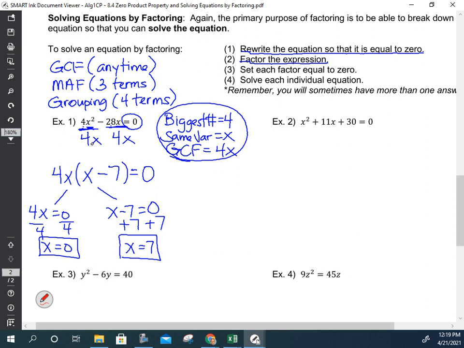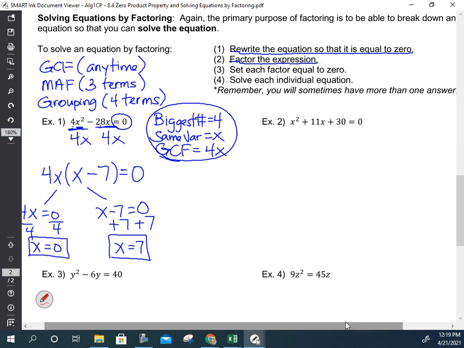Right. So do the same thing with example 2. So example 2, we go through the same 4 steps. Rewrite the equation so that it equals 0. Is it equal to 0? Yes. Then we don't have to do step 1. Step 2, factor it. How many parts are on the left-hand side? 3. So this is going to be an MAF problem.